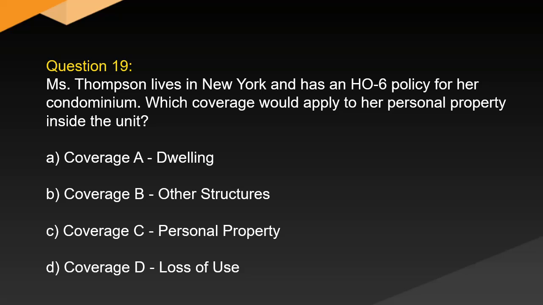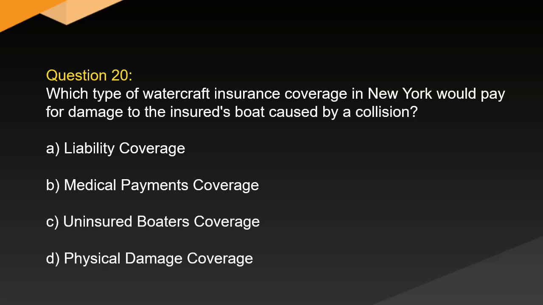Question 19. Ms. Thompson lives in New York and has an HA6 policy for her condominium. Which coverage would apply to her personal property inside the unit? A. Coverage A, Dwelling. B. Coverage B, Other structures. C. Coverage C, Personal property. D. Coverage D, Loss of use.